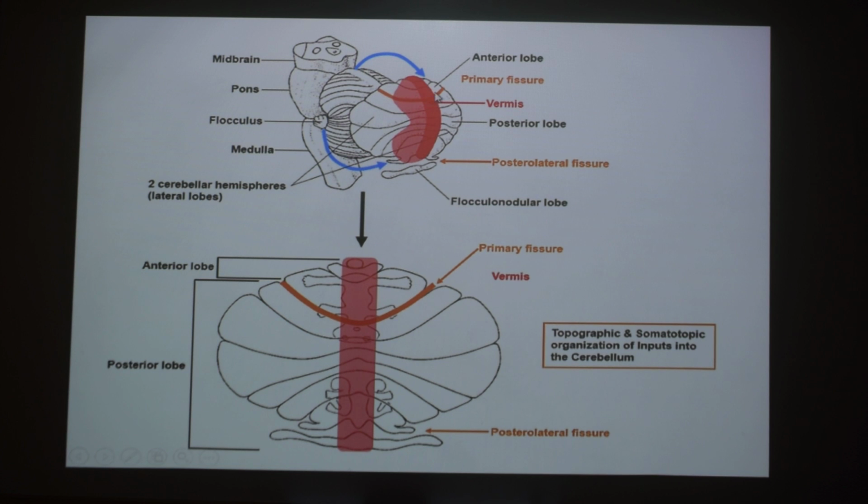This is the primary fissure, and in front of the primary fissure you have the anterior lobe. Behind the primary fissure is the posterior lobe or the middle lobe, and then you have this posterolateral fissure which separates the posterior lobe from the flocculonodular lobe. So you have three anatomical lobes of the cerebellum: anterior, then posterior or middle behind the primary fissure, and then the posterolateral fissure which separates the posterior or middle lobe from the flocculonodular lobe.